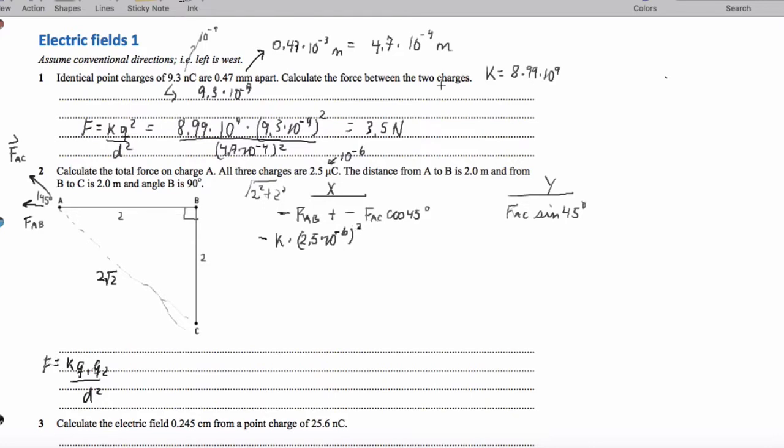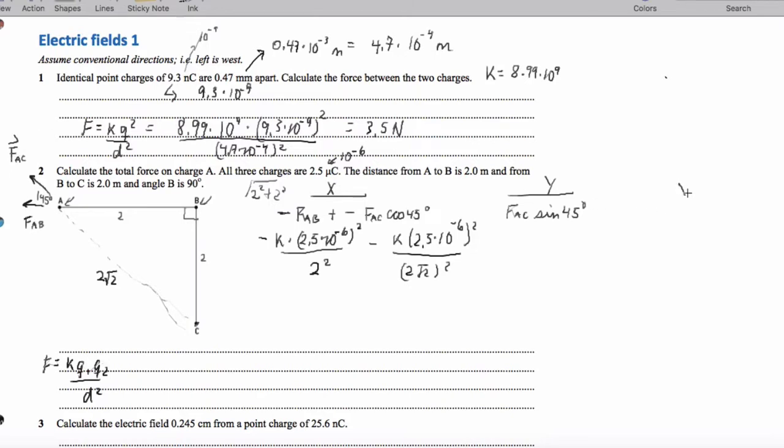squared. Why am I squaring it? It's because I have this charge here and this charge here, so that's Q1 and Q2, but since they're the same value, I go ahead and square it. And then the distance between the two of them is 2 squared. Okay, minus K times 2.5 times 10 to the negative 6th quantity squared. And the distance there is going to be 2 radical 2 quantity squared because we're looking at the distance from C to A.